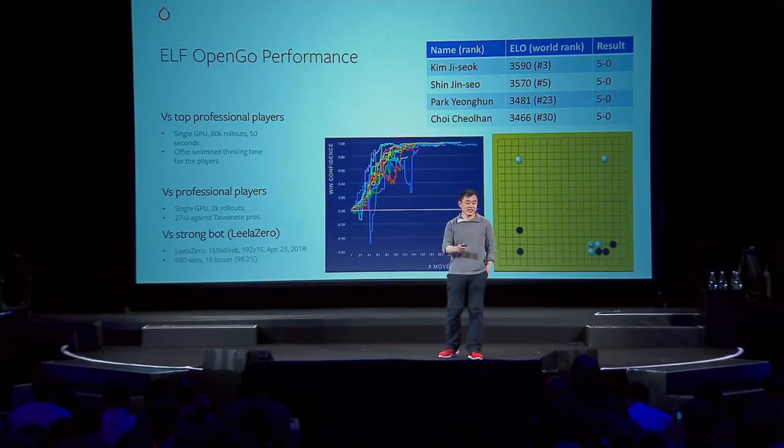We also compared against another strong bot, which is called Leela Zero. This is a re-implementation of AlphaGo Zero, but using crowdsourced computational resources. They had trained it for half a year. By the time we compared with them, we got 980 wins and 18 losses. So the win rate is 98.2%. It's much stronger than the existing bot, and it's also trained without human knowledge.